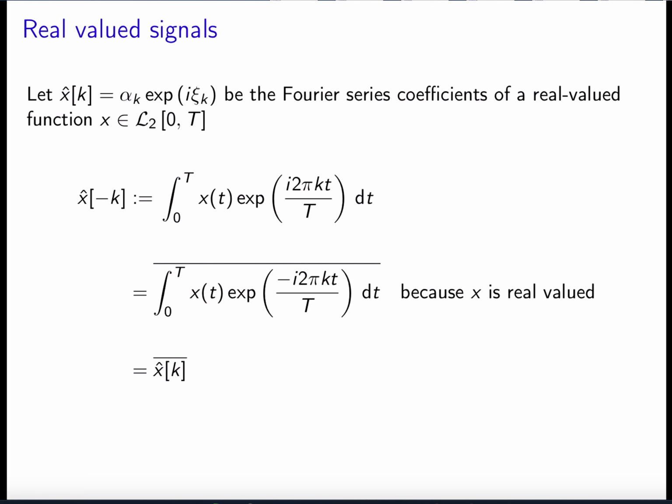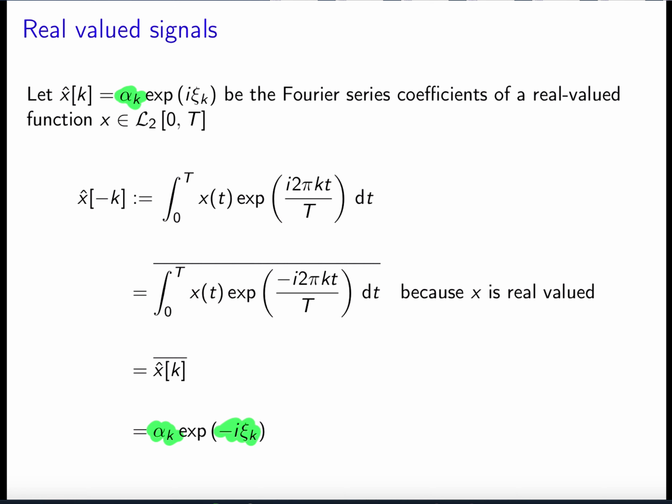So this shows you that the coefficient that you're going to get for frequency minus k is just the complex conjugate of the coefficient that you're going to get for frequency k if the signal is real valued, which means that the magnitudes are going to be the same, and for the phases you just have to multiply by -1.